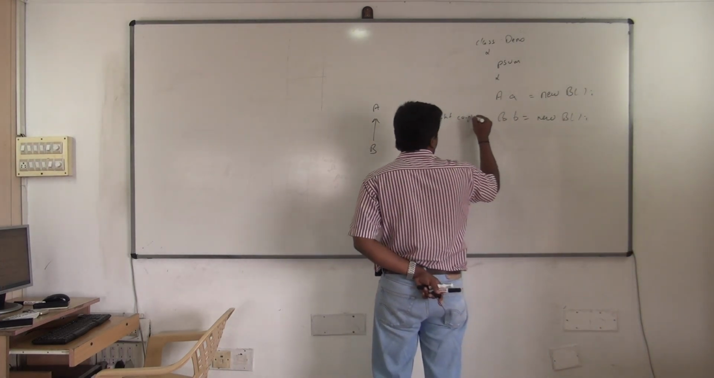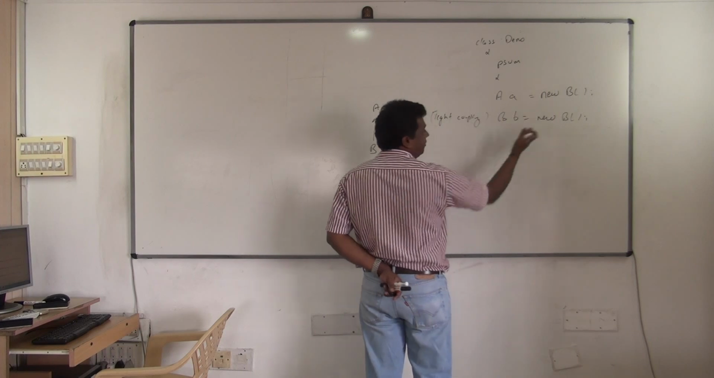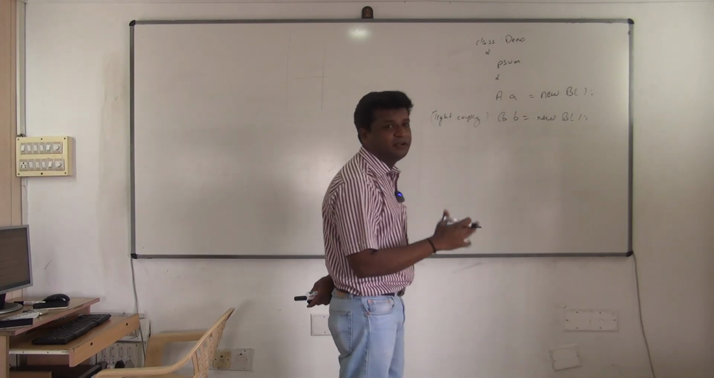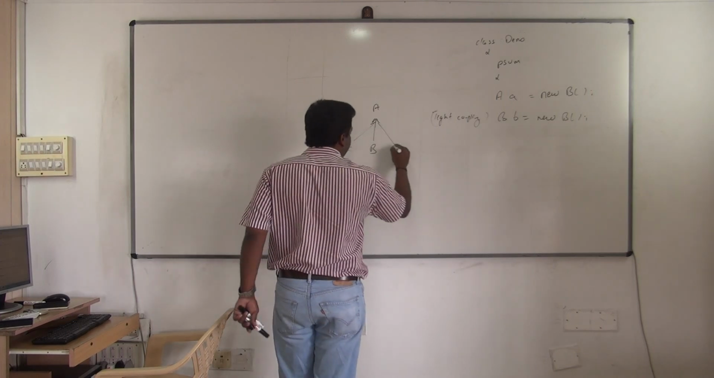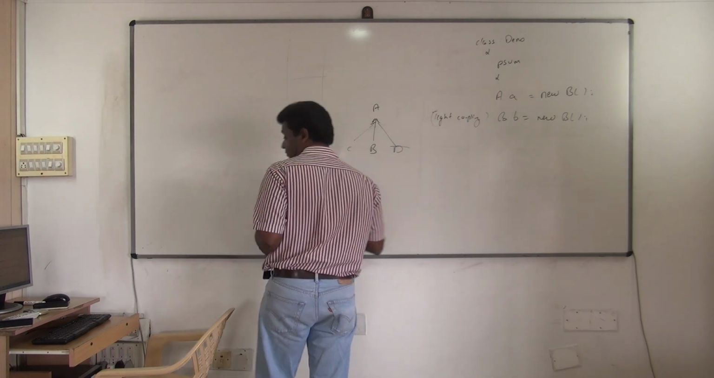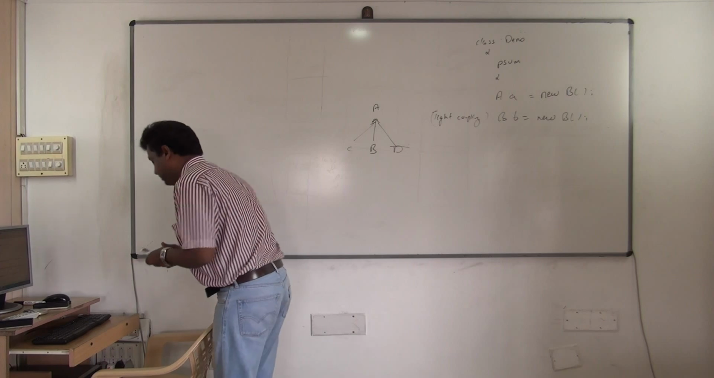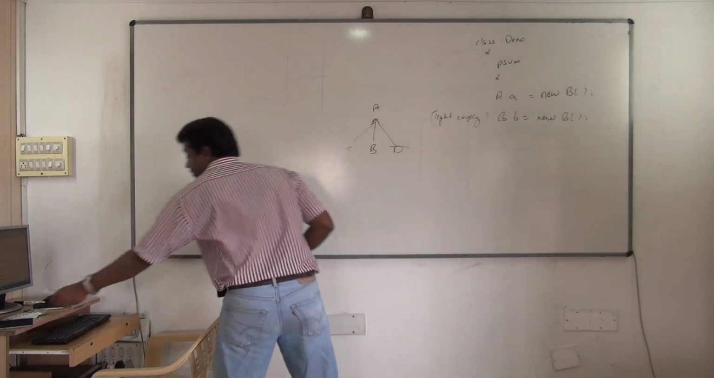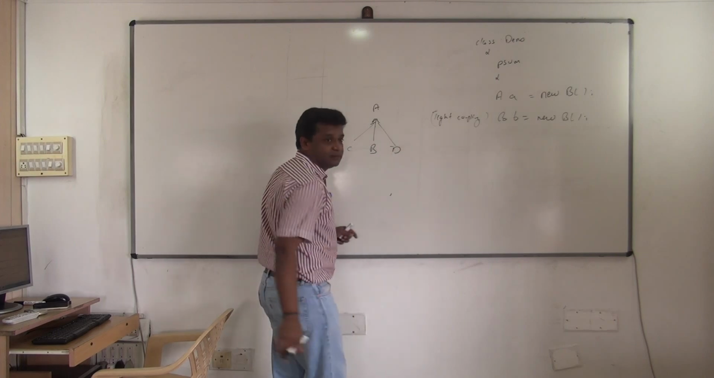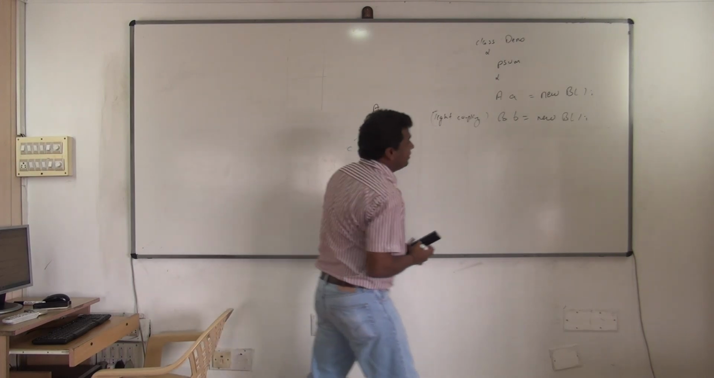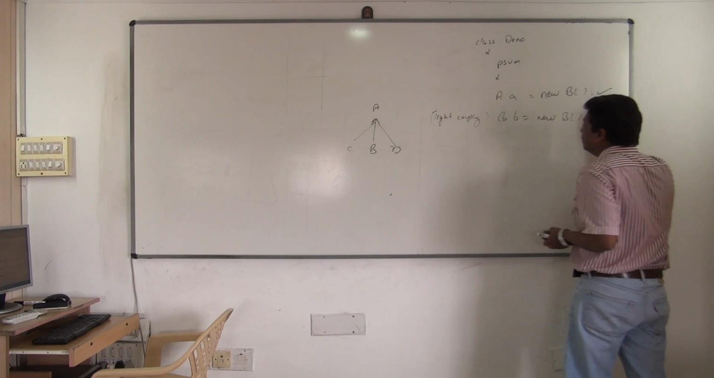Tight coupling means if you want to change the logic, it is very difficult. If I want to work with C, D and all, it will be very difficult. Clear? This is tight coupling. But here if I go like this, it will be loose coupling.